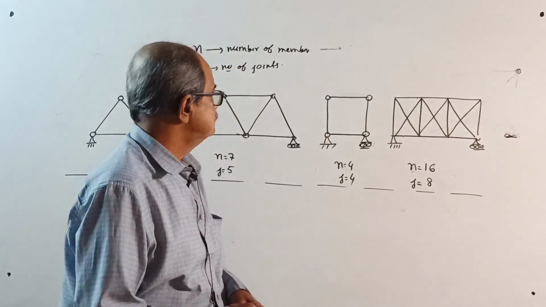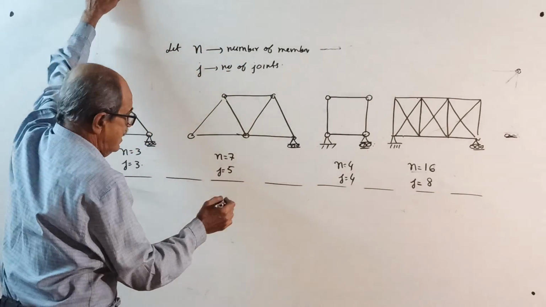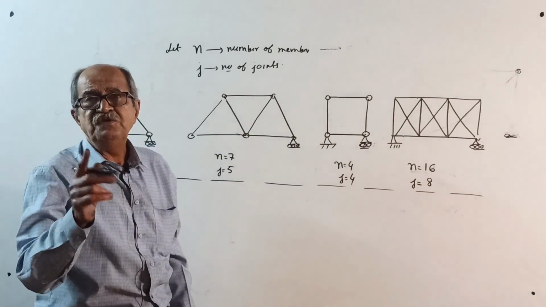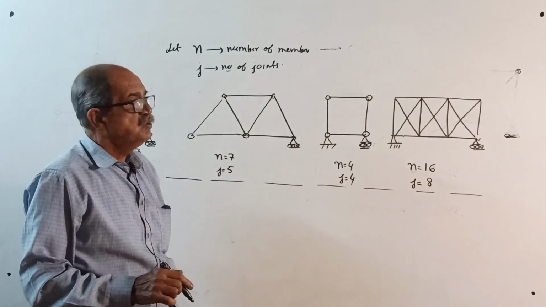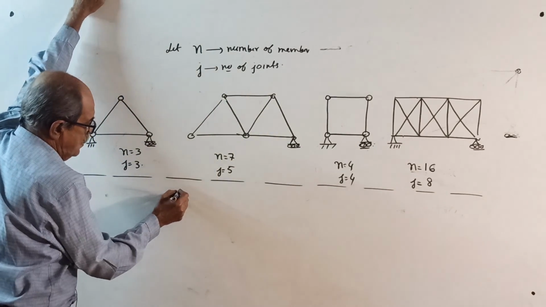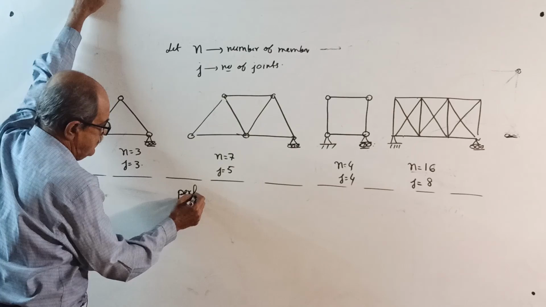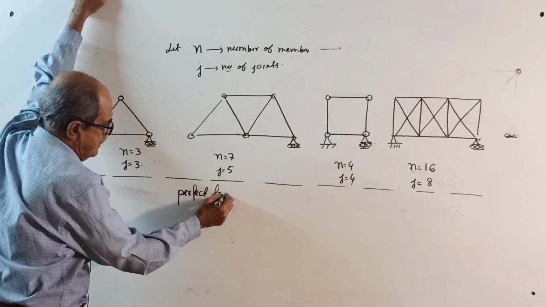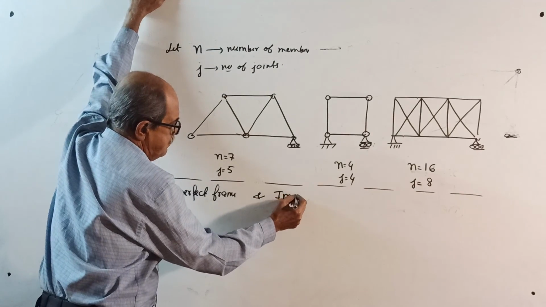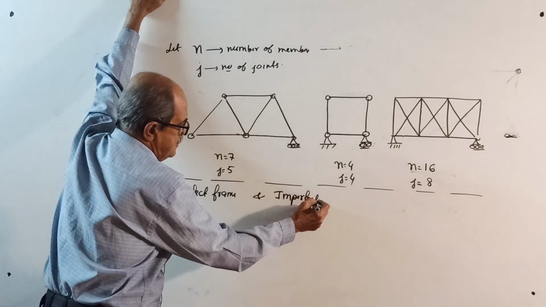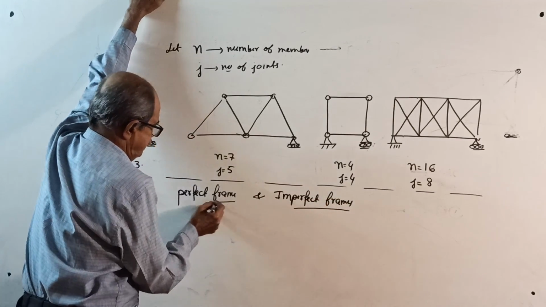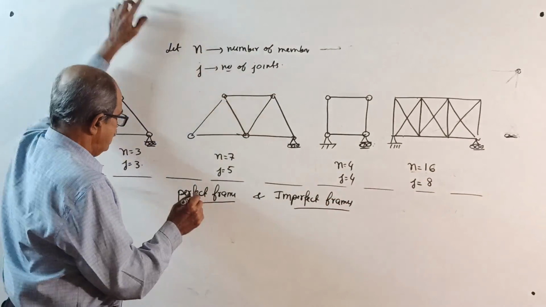Before going further, I will tell there are two types of pin jointed frames. I write here: one is called perfect frames, and the other one is imperfect frames.